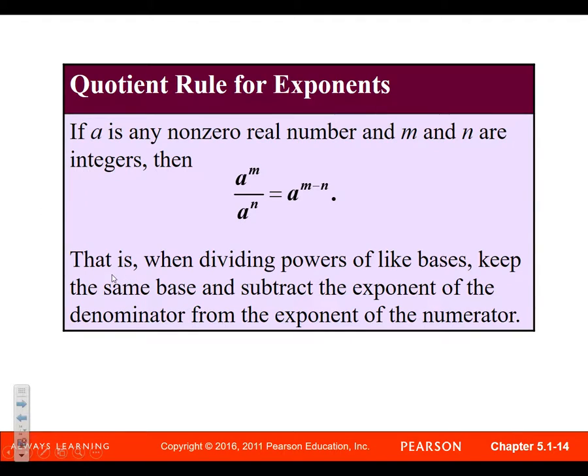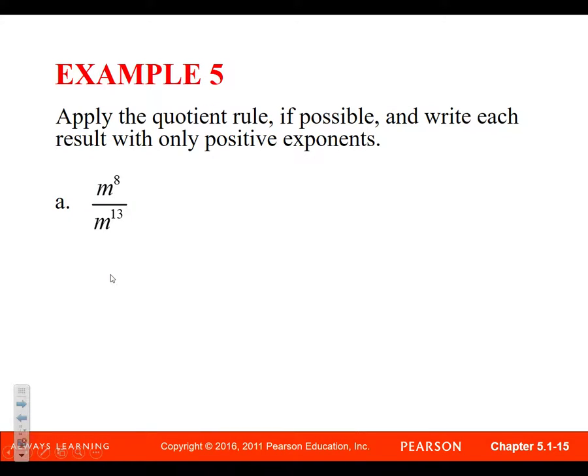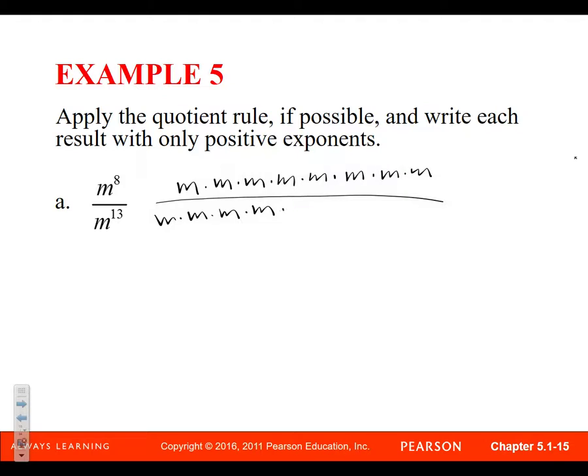Okay, everybody still remember this guy? So let's talk about how this one works here. If I have m to the 8th, I have m times m times m times m times m times m times m times m. Correct? Is that correct? Yeah. All right, cool. And at the bottom, we have 13 m's. We have that, don't we? And what do we know about anything over itself? It equals 1.